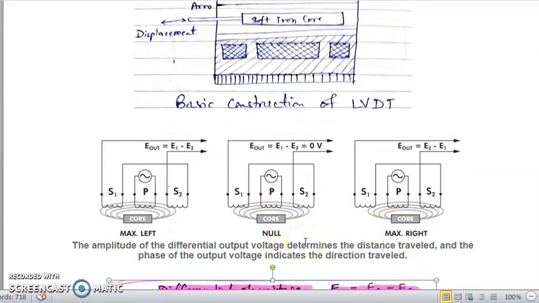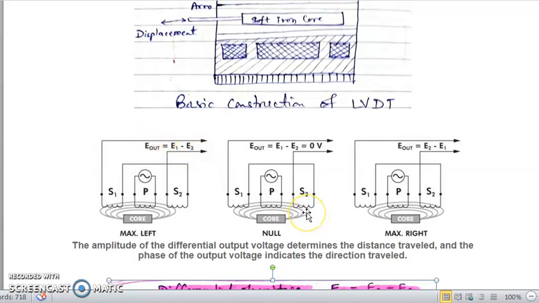Now with this diagram you will be able to see the configuration clearly. If the core is at maximum left, what will happen? The magnetic flux will be linked more with the S1 winding, and less with the secondary winding S2. So at that time the induced voltage E1 will be greater than the induced voltage E2. So the magnitude of the differential output will be E1 minus E2.